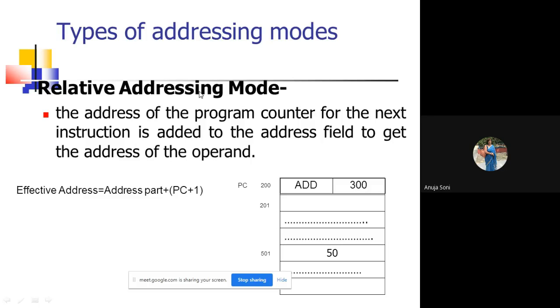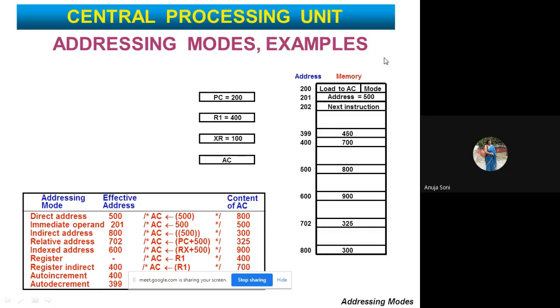Means the address part of this instruction, meaning 500, will be added to the address of the next instruction, and the address of the next instruction is 202. So ultimately the effective address becomes 500 plus 202, which becomes 702. So that 702 will work as the effective address.